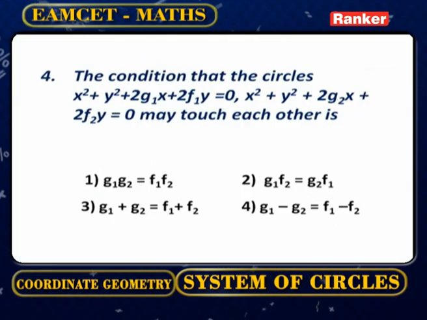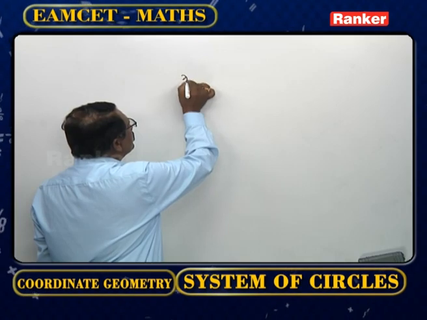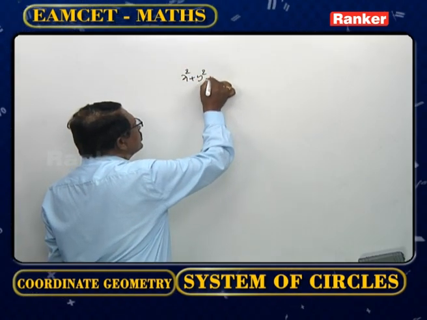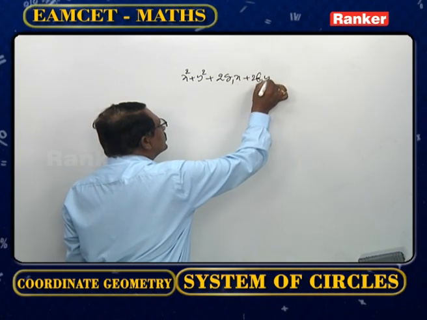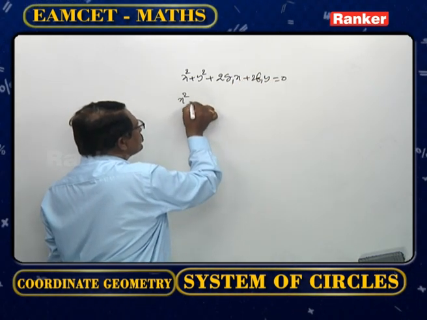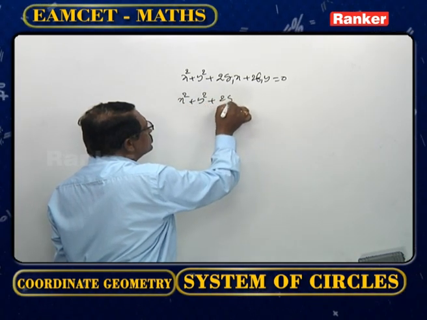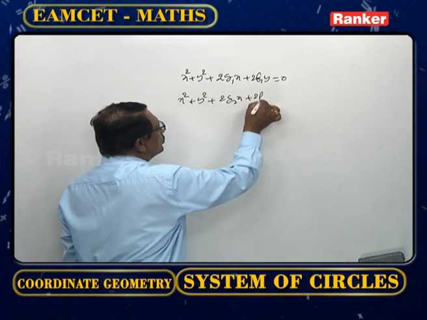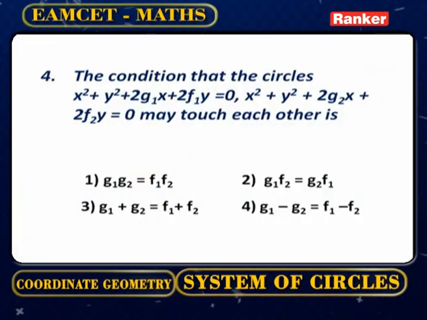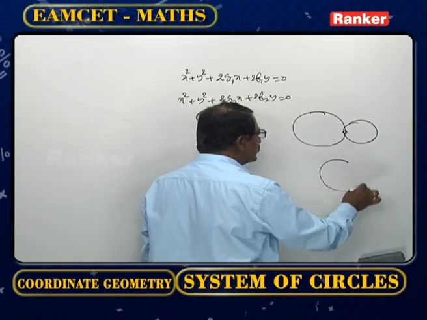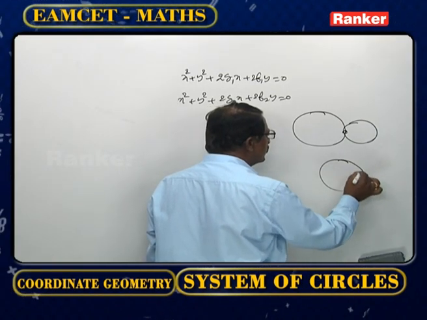The condition that the circles x² + y² + 2g1x + 2f1y = 0 and x² + y² + 2g2x + 2f2y = 0 may touch each other. Now we require the condition: the circles touch each other, they may touch externally or internally.